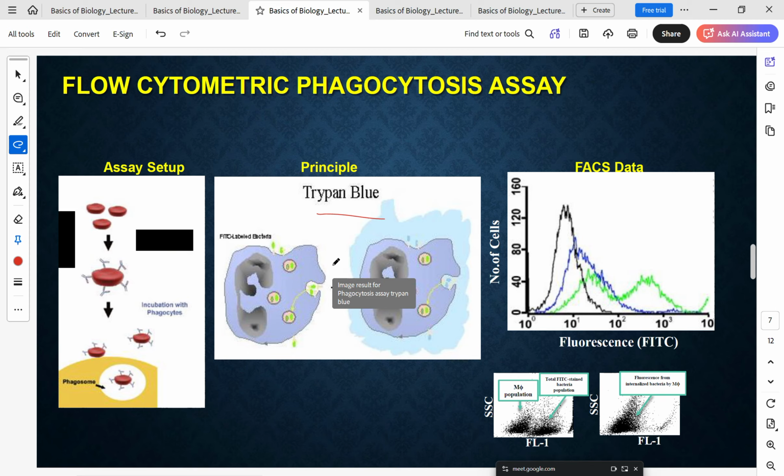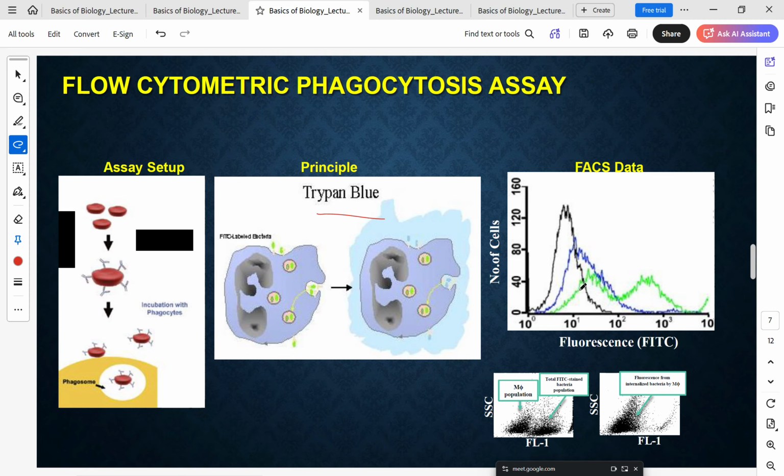Trypan blue is a charged dye. It won't enter live cells. It will only enter dead cells, if the cell has holes in it, but in all of this processing, the cell membrane is kept intact. So FITC labeled bacteria which are bound to the surface of the cell or outside of the cell are going to be quenched by trypan blue. The ones that are inside, however, retain fluorescence.